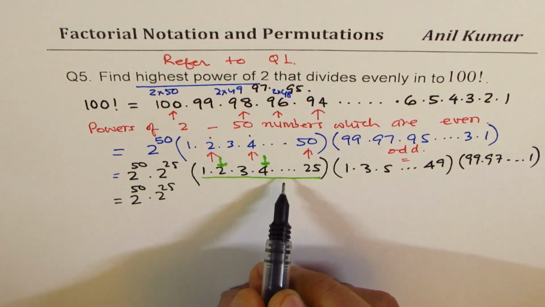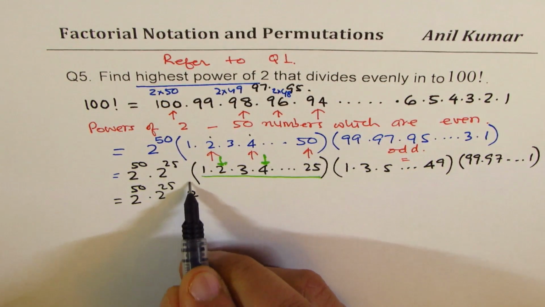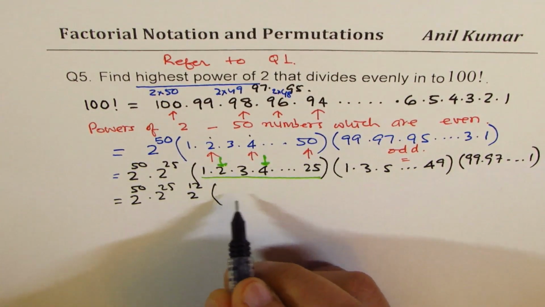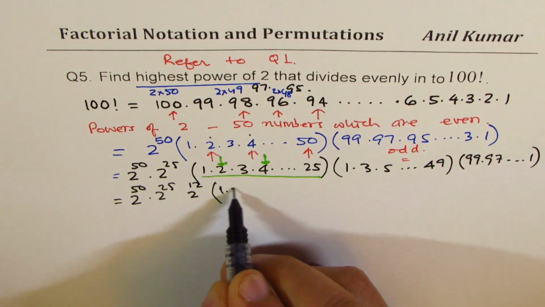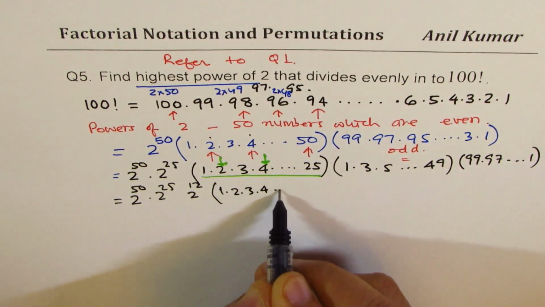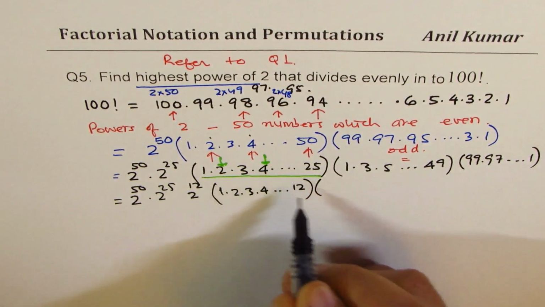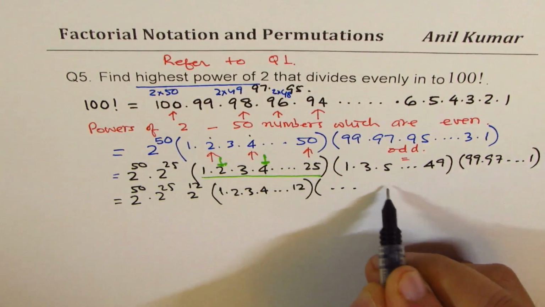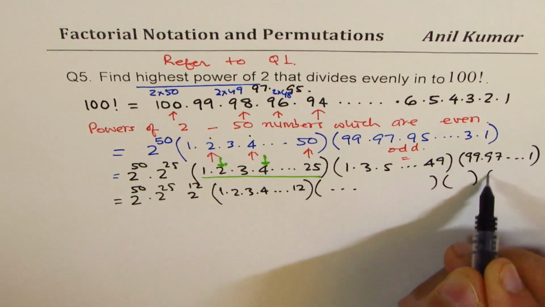How many even numbers now? Well, half of 24, which is 2 to the power of 12. And if I do the same process, I have 24 here. Dividing 24 will give me 1 times 2 times 3 times 4 up to 12. Is it okay? And from here we get a list of other odd numbers, so we could just leave this for the time being. You understand, right? So we have 3 lists now.